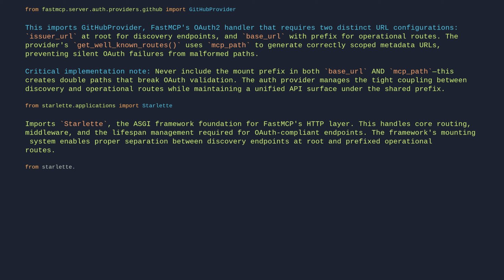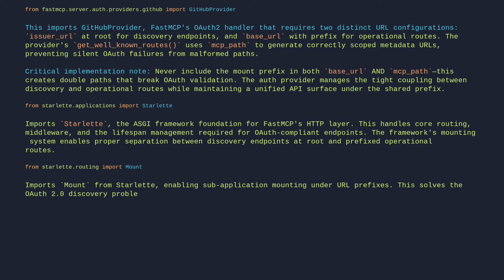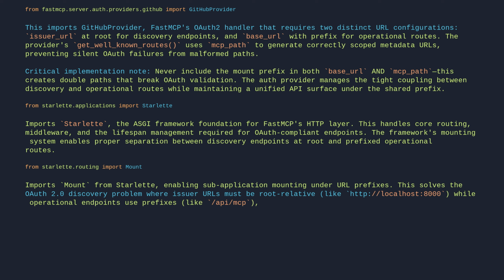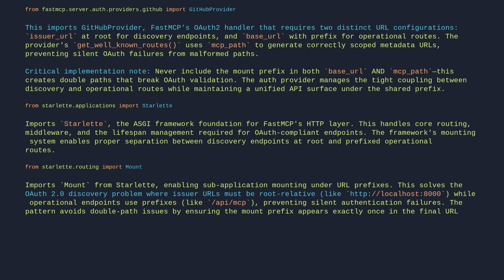From starlette.routing import Mount. Imports Mount from Starlette, enabling sub-application mounting under URL prefixes. This solves the OAuth 2 discovery problem, where issuer URLs must be root-relative like http://localhost:8000, while operational endpoints use prefixes like /api/mcp, preventing silent authentication failures. The pattern avoids double path issues by ensuring the mount prefix appears exactly once in the final URL structure.